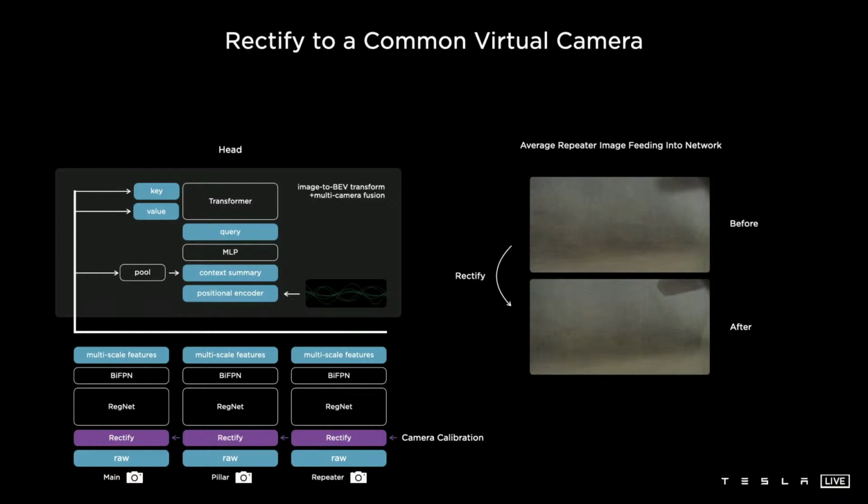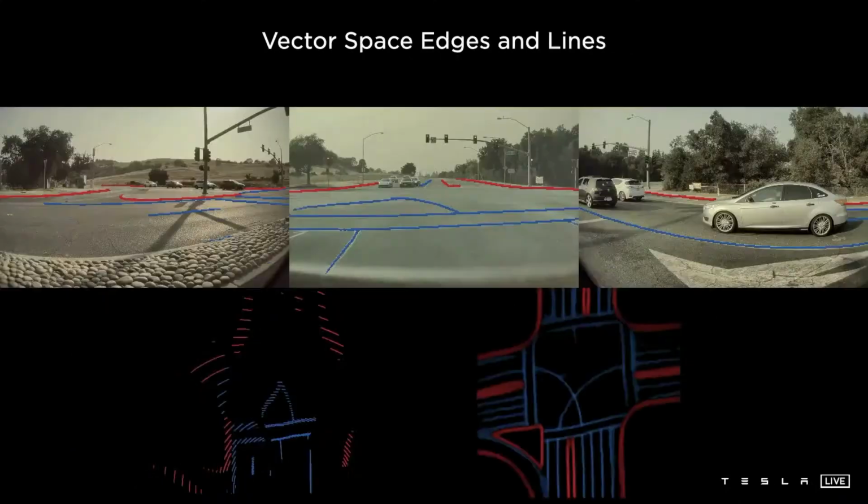So this is what that would look like. We insert a new layer right above the image, the rectification layer. It's a function of camera calibration, and it translates all of the images into a virtual common camera. If you were to average up a lot of repeater images, for example, which face to the back, without doing this, you would get a kind of a blur. But after doing the rectification transformation, you see that the back mirror gets really crisp. Once you do this, it improves the performance quite a bit.